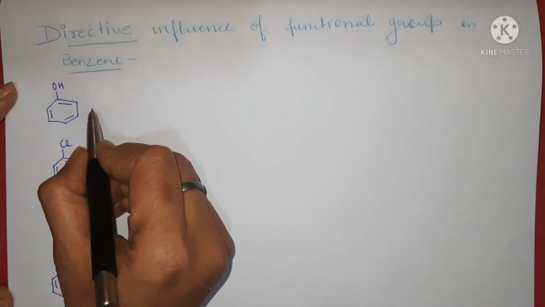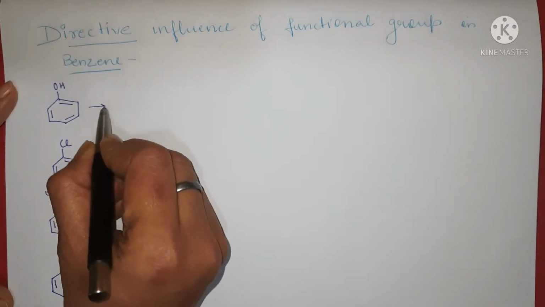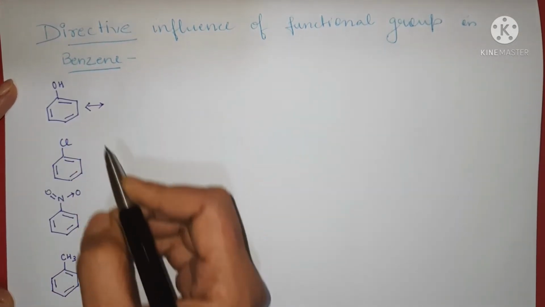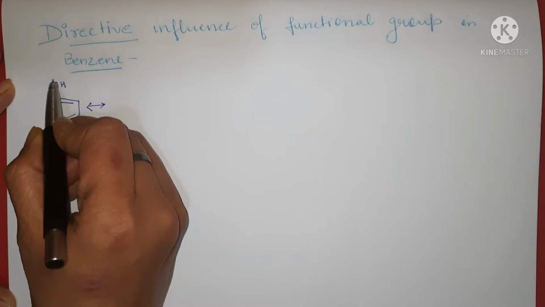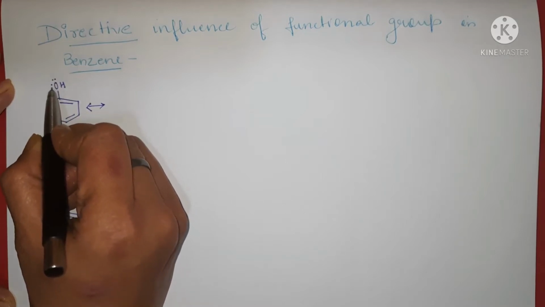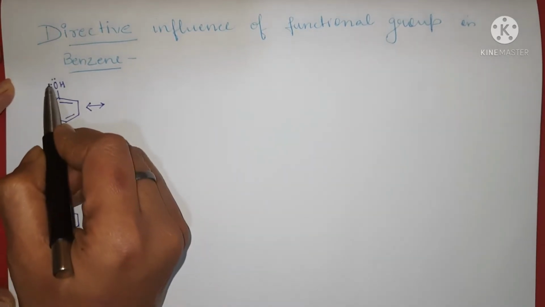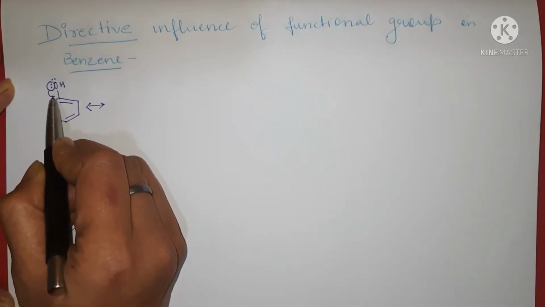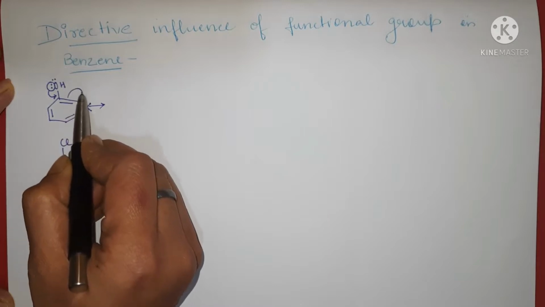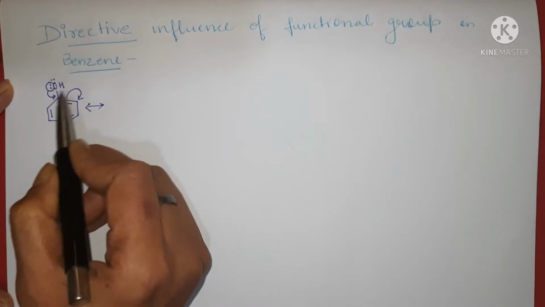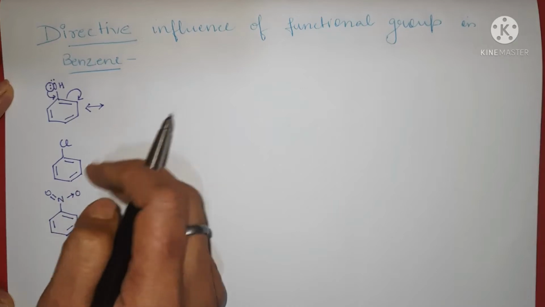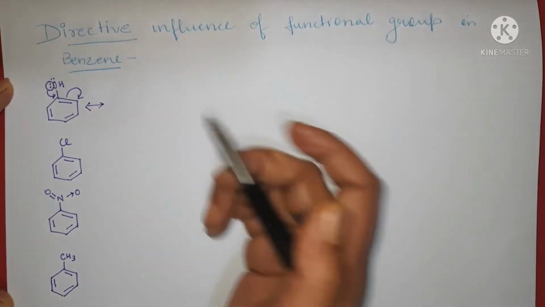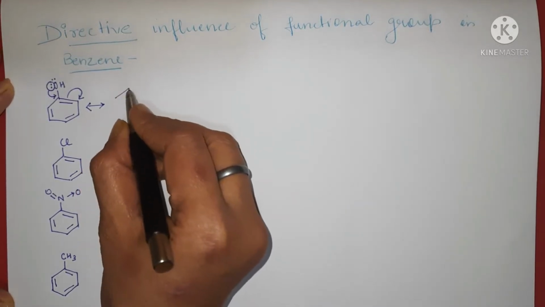So let's start with the very first, phenol. I have written it here. As you know, there is a lone pair on oxygen, and this lone pair comes inside the ring and circulates within the ring, so that we can draw different types of resonating structures here.